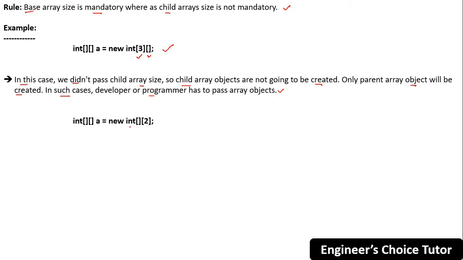So now this is another example. See, here I am not passing the parent size or the base array size. I am only passing the child array size. In this case you will get a compile time error. This is invalid. Base array size is mandatory. Fine. You have to pass the base array or the parent array size. It is a mandatory thing.